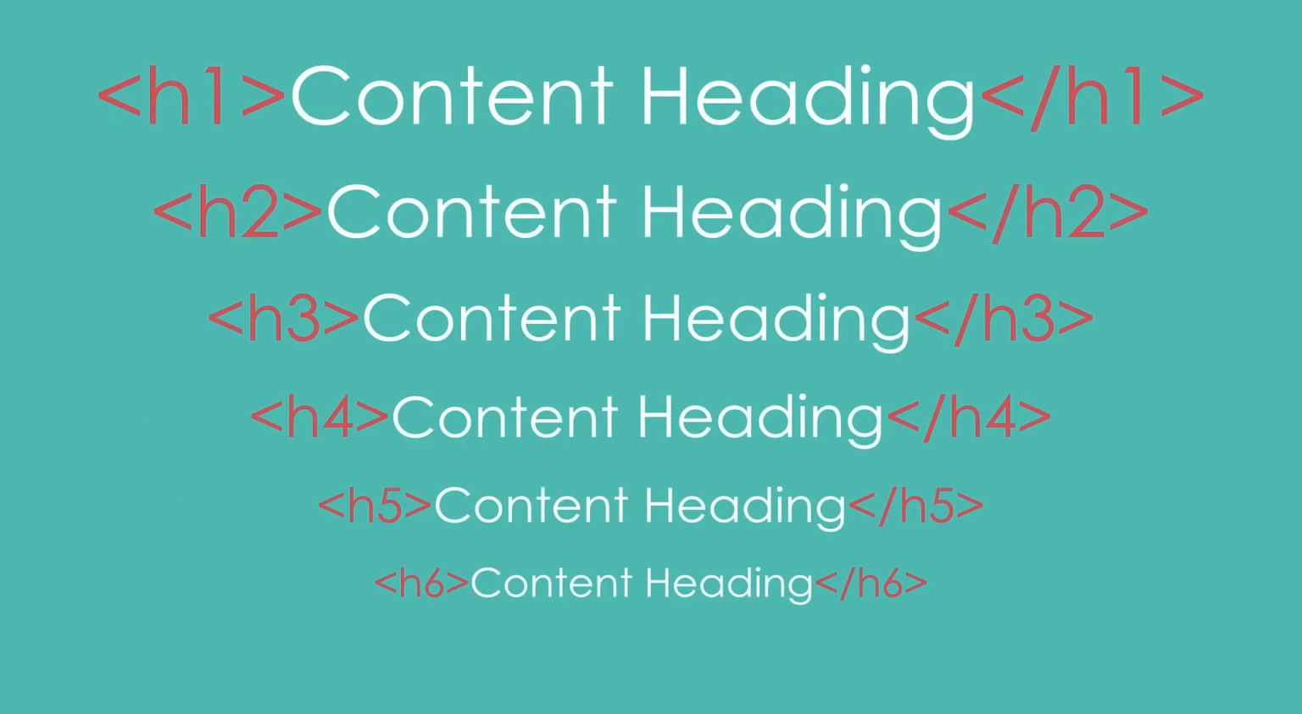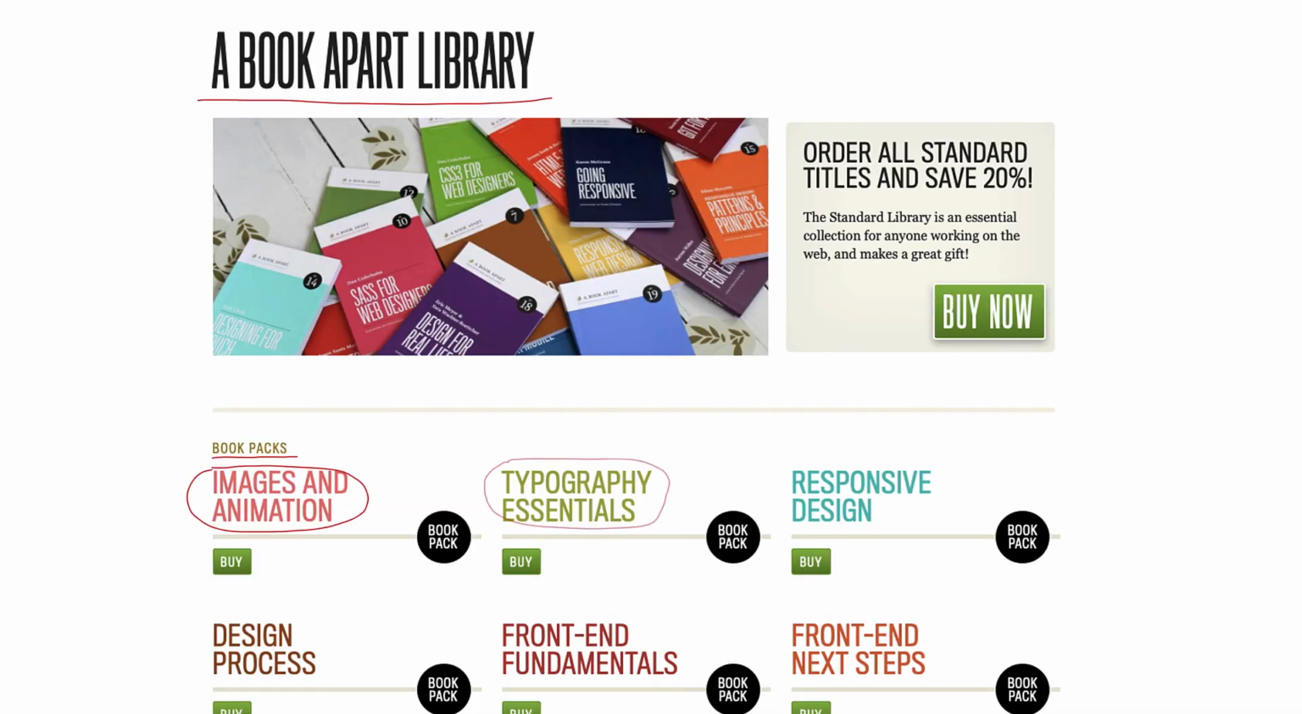There are 6 different content headings, and they go in order of importance, with H1 being the most important and H6 being the least important. So if 2 headings have the same level of importance, they should probably get the same heading tag. And we're going to look at this web page to see how they might be applied. So all of these that have been highlighted here are headings. This is from A Book Apart website.